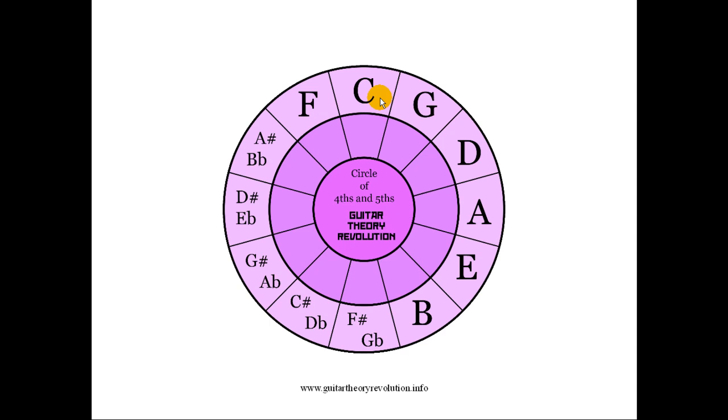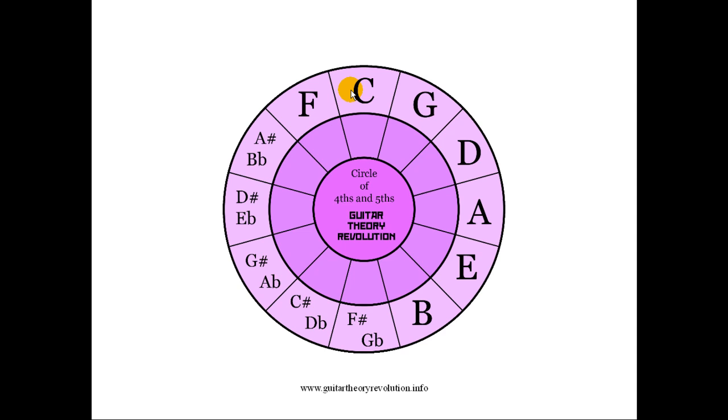Now another way to find the notes in the clockwise direction is by looking at the major scales for each key. So here where the C is, let's call that the key of C major, and the major scale is C, D, E, F, G, A, B, and the fifth note of that scale is a G, and the fifth note of a G major scale is a D, and the fifth note of a D major scale is an A, all the way around the circle. So that's another way you can find the notes in the clockwise direction.